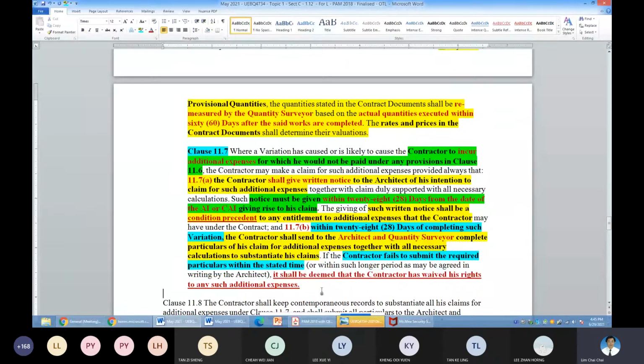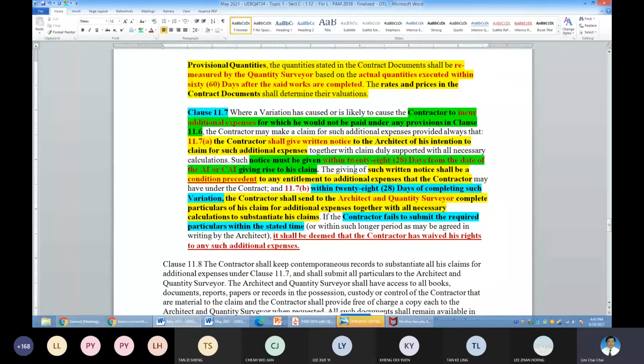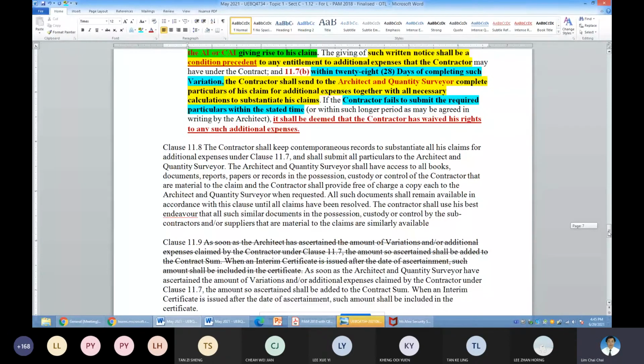So these are the very important provision if you are working for contractor. Similarly, if you are working for consultant, these are the grounds to reject the contractor's contractual claim. I hope you are clear on this particular point. So these are important. I go very slow. It's very important clause for you. So okay, next one is 11.8.